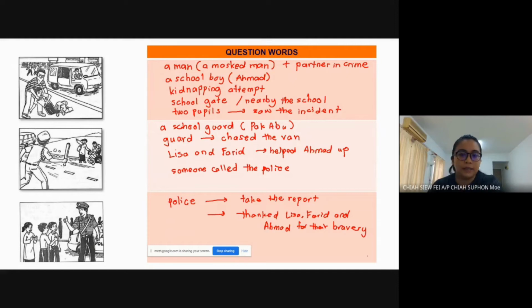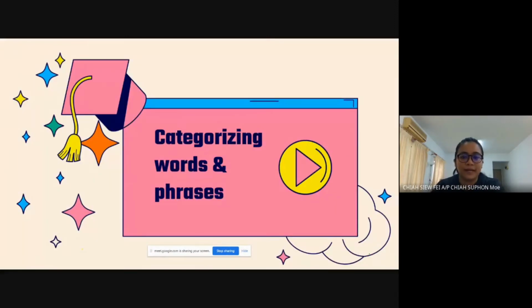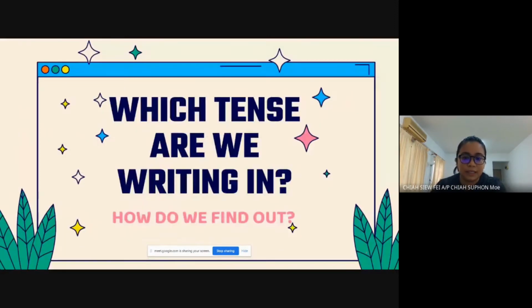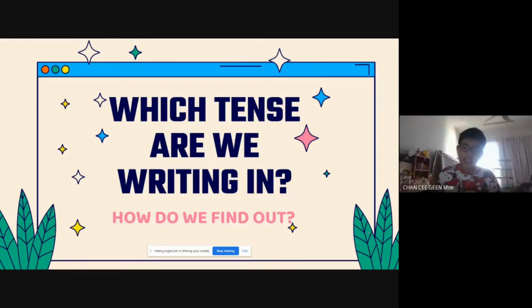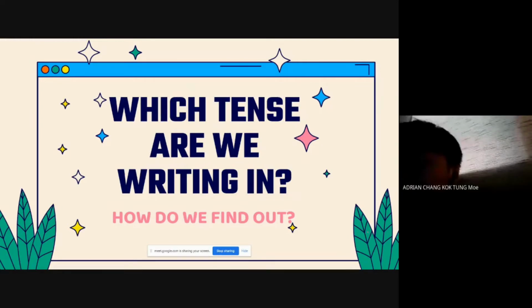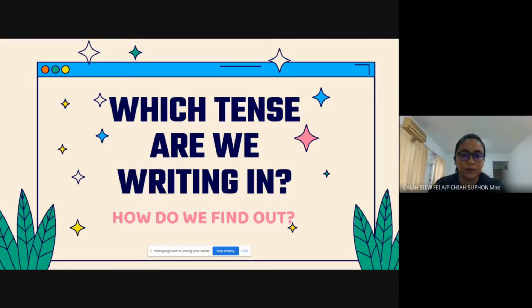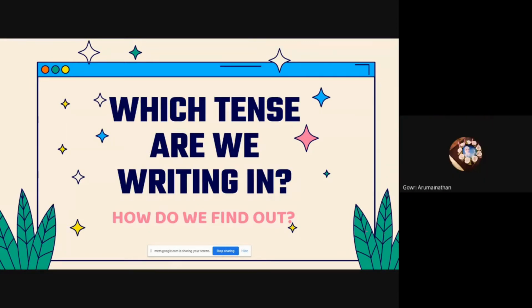All right. Next, categorizing the words and phrases. Just now, while we were walking through the pictures together, have you figured out which tense we are writing in? Past tense. How do we know that? The keywords.